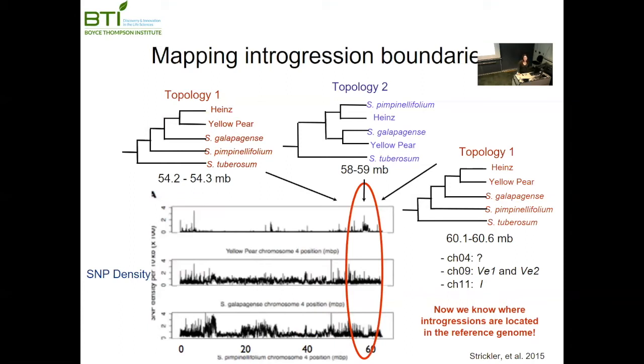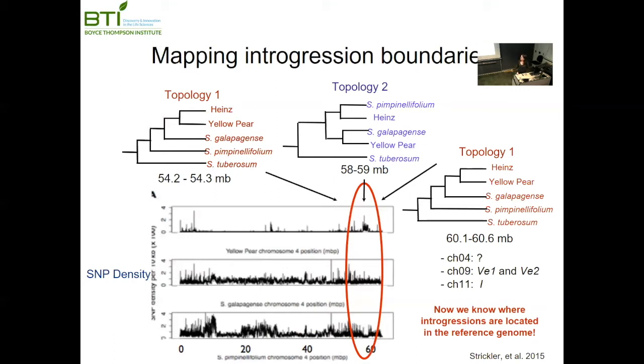If you look at yellow pear, where that red oval is, there's sort of this little peak in the SNP density. Then if you come down to the last plot, you see that there's a reduction in SNP density there. So that's a putative introgression. Whenever we took that location and used our data from the whole genome plots, we found that there was a change in topology.